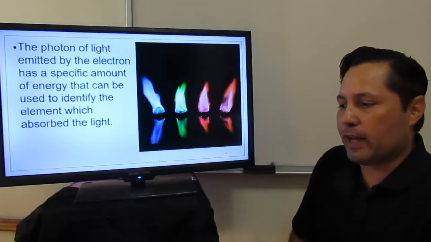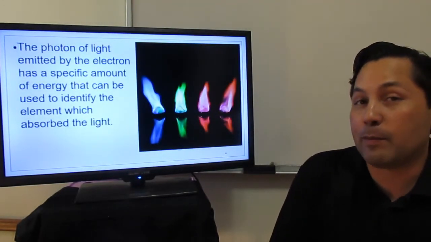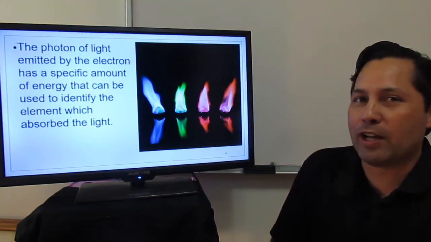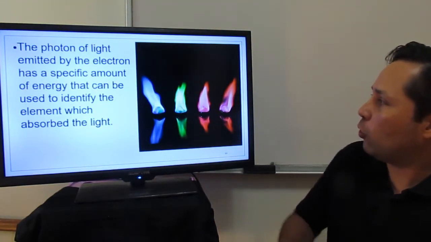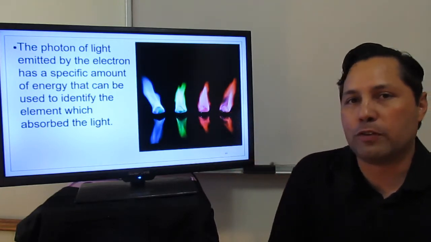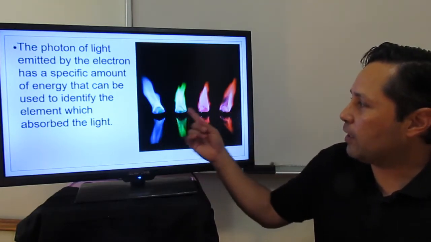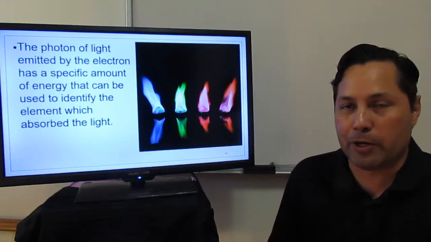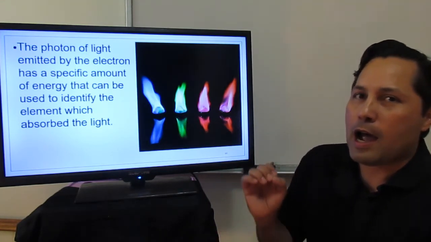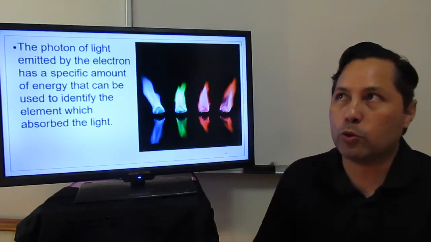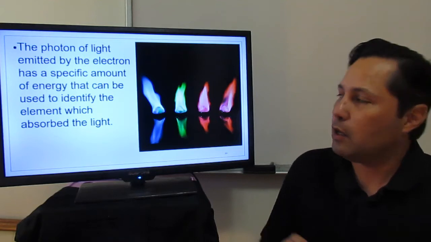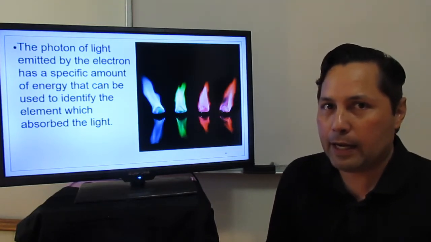So the photon of light emitted by the electron has a specific amount of energy that can be used to identify which element is there. So here we have some flames, and they're all different colors, and the different colors in the flames can tell you exactly what is burning. So that's our first clue. How is an astronomer able to look at a star and tell you, oh, I know what elements are there? And the answer is by the color of the light.